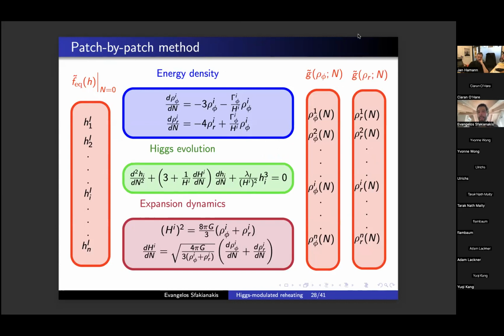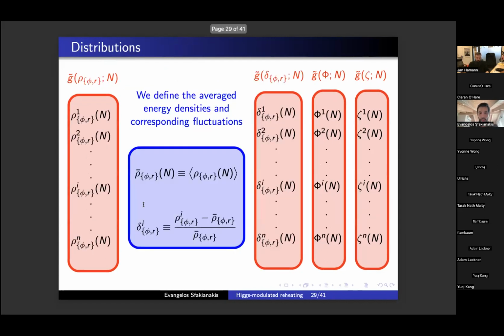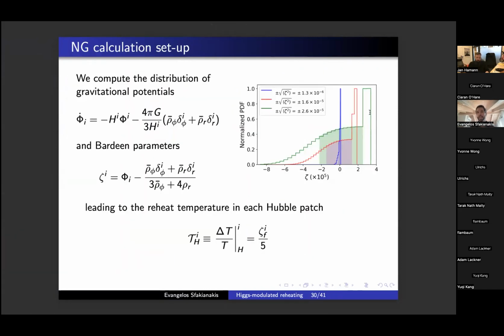We can now go and do a slightly more sophisticated method than I described before. Again, we start with an ensemble of patches at the end of the universe with different Higgs values, but instead of looking at the decay rate and its fluctuation, we do a slightly more involved analysis where at each patch we look at rho phi and rho r, the energy density in inflaton and radiation. Through that, we can calculate an ensemble of gravitational potentials, Bardeen potentials, which means an ensemble of delta T over T's. We can see what the ensemble of temperature fluctuations is at the end of inflation.